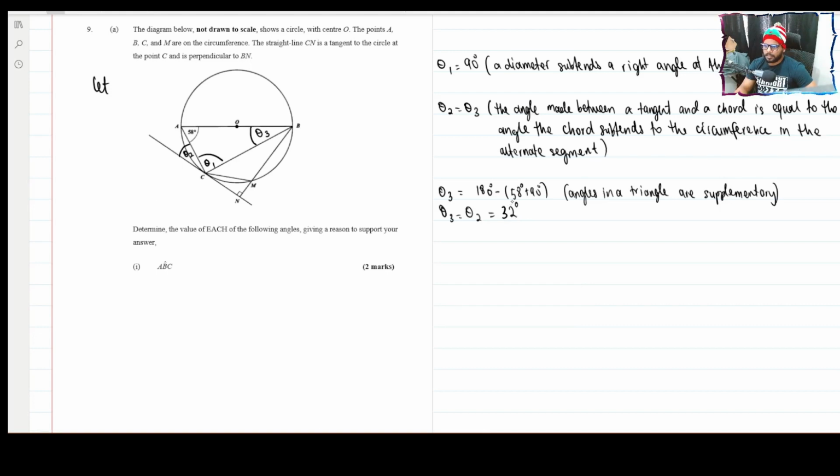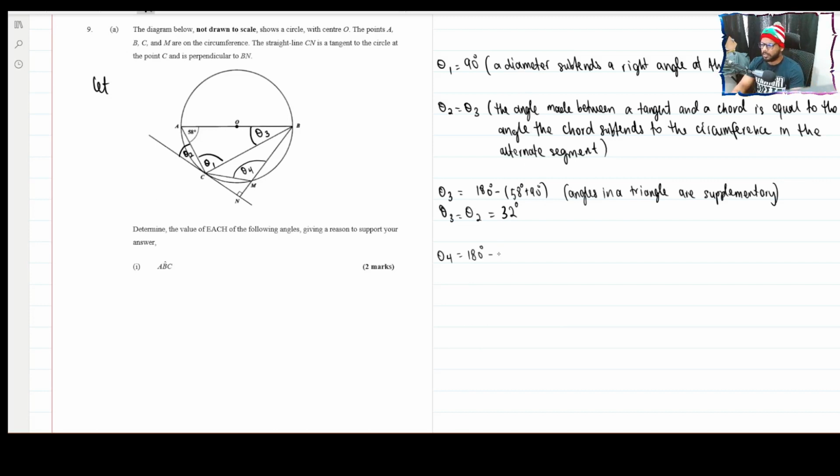Let's see what else I can see in the diagram. Well, I have theta 2, theta 1. I could actually calculate this angle here, which is going to be theta 4. Theta 4 is equal to 180 degrees. Take away, no, I lie. I thought that was a cyclic quadrilateral, my bad. 1, 2, 3. Yeah, it is.